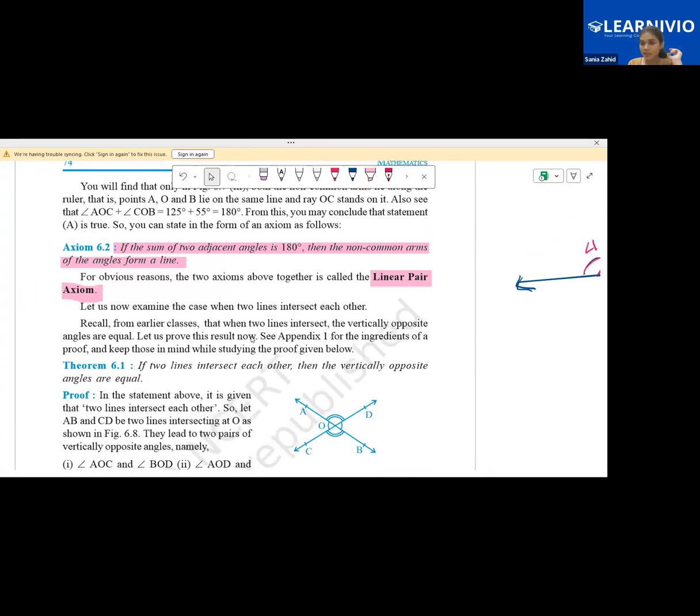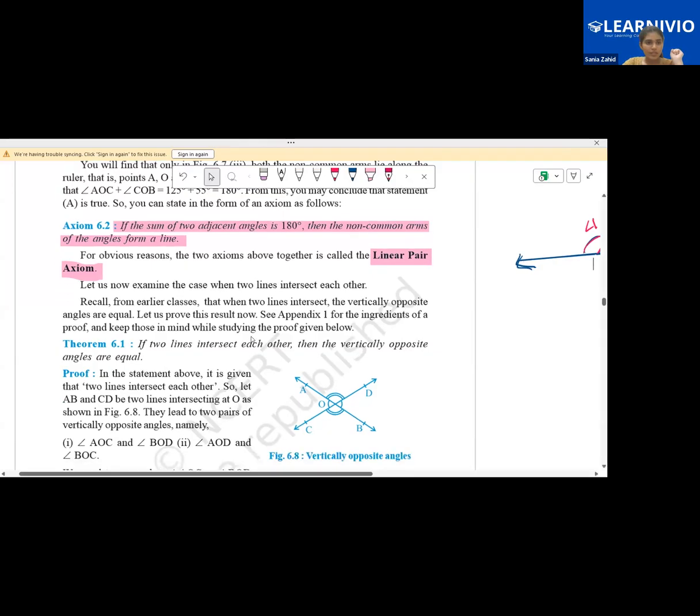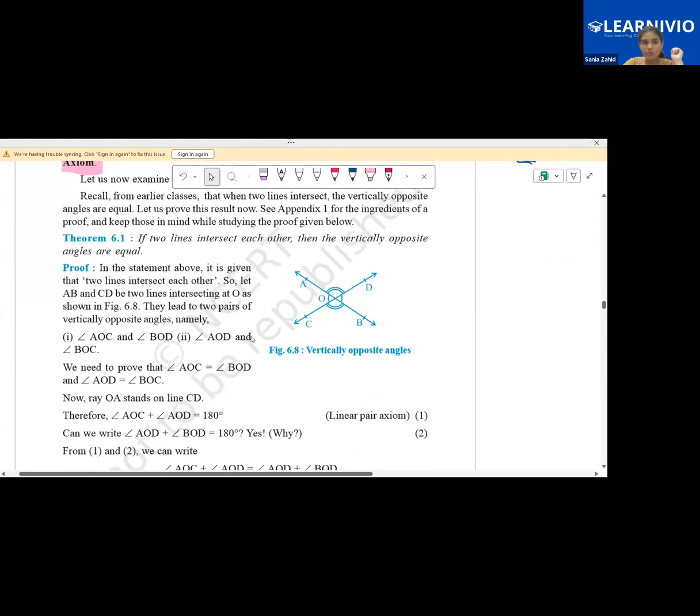It can be written in a certain number of ways, and we know, okay, fine, this is the linear pair axiom. So if anything similar to this pops up in your exam, you can quickly draw the figure and solve it accordingly, even if it comes in 1 mark questions like MCQ or any objective type questions. Then we studied a theorem also.